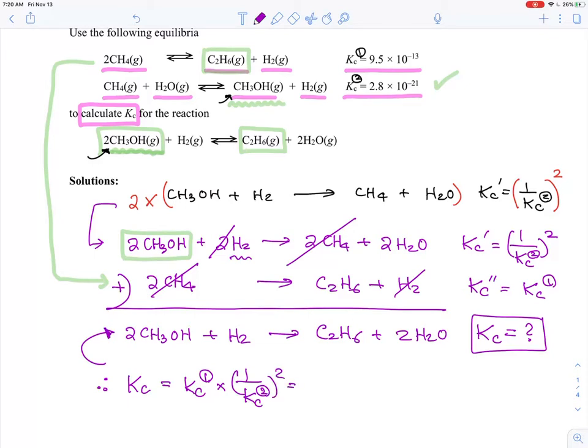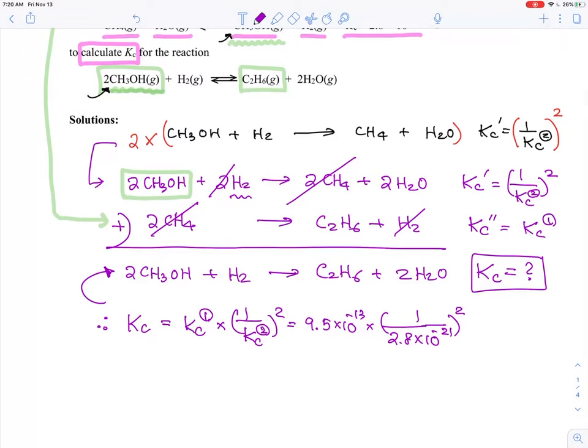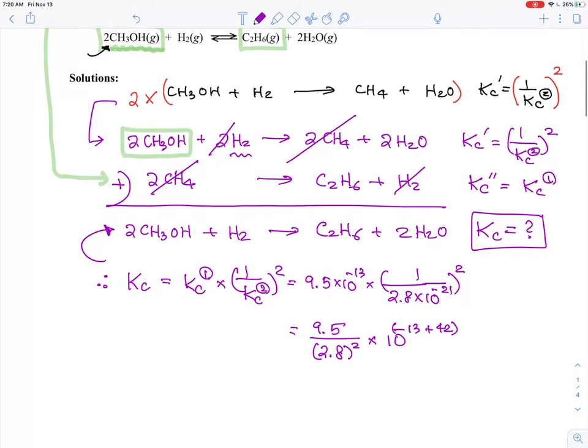Kc1 is 9.5 times 10 to the minus 13, and Kc2 is 2.8 times 10 to the minus 21, squared. So what I'm going to write is 9.5 over 2.8 squared, times 10 to the minus 13 plus 2 times 21, which is 42. If you calculate this, you will get 1.2 times 10 to the 29. So that is the Kc.